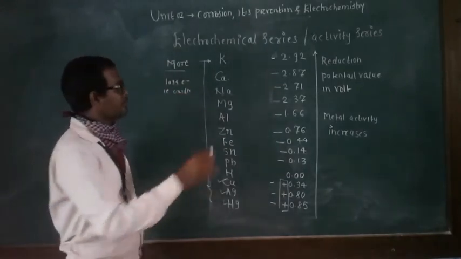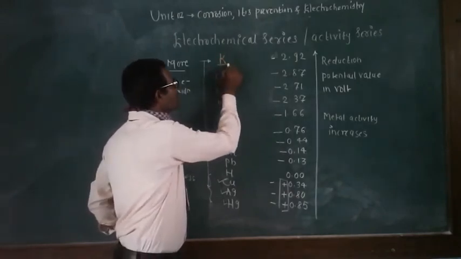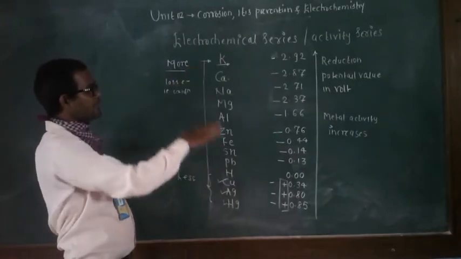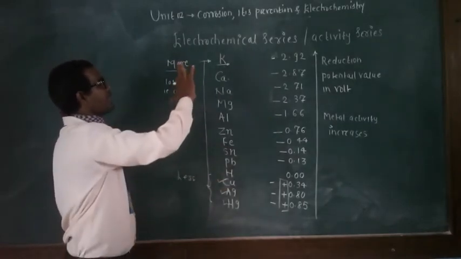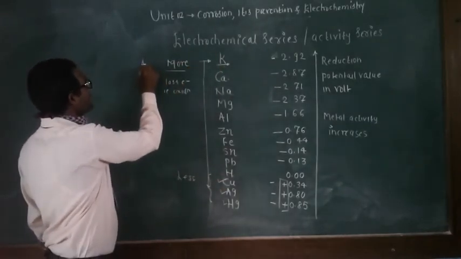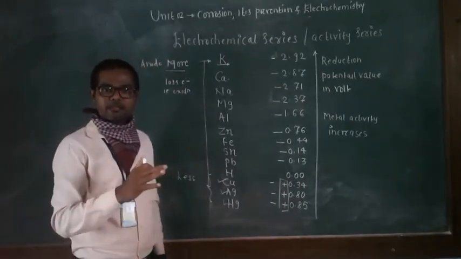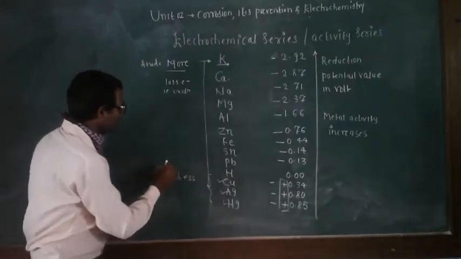So that is why this more active metal undergoes the corrosion. According to the electrochemical series, the electrode or the metal which are placed at the top act as an anode, while the metal or the electrode which are placed at the bottom of the activity series are said to be a cathode.